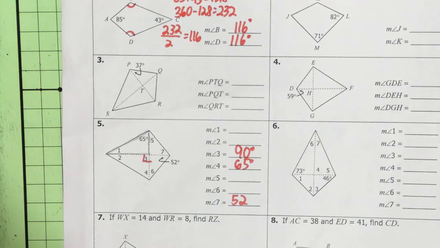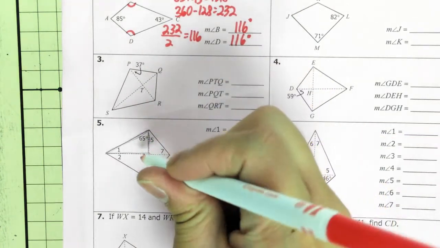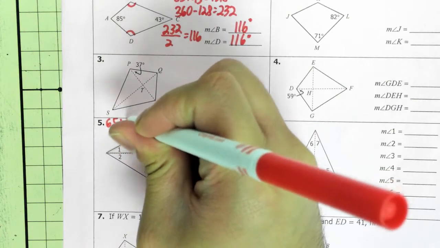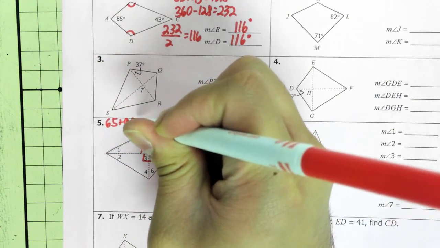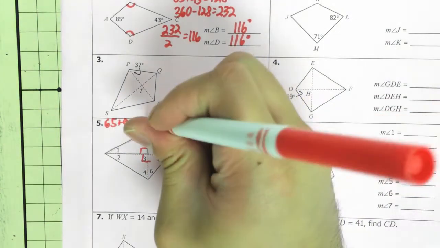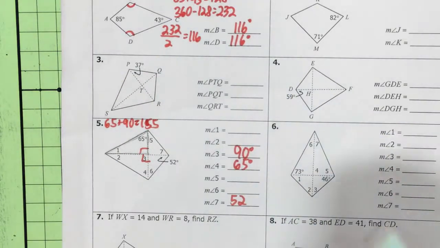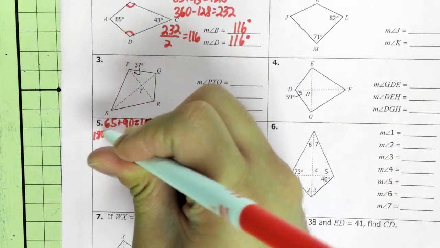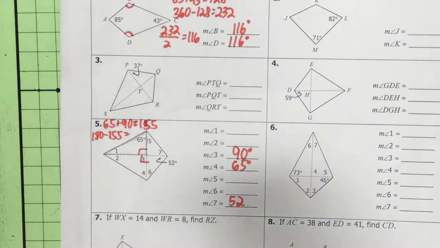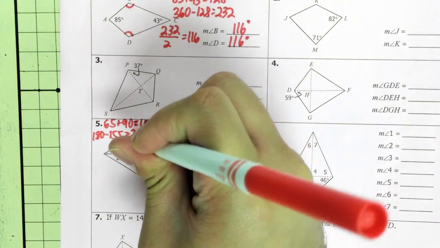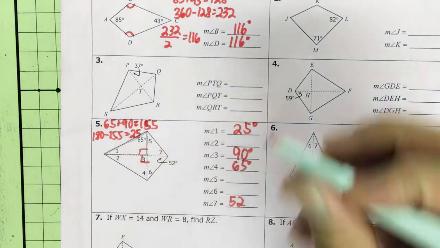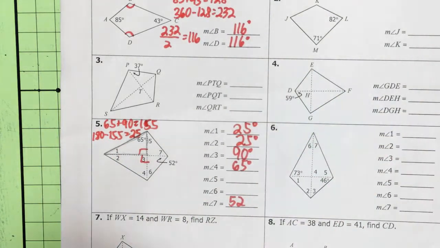For that triangle, we know that angles of a triangle add up to 180, and we also know that this is 90 degrees as well, so we can do 65 plus 90, sorry, I'm jumping ahead of myself, equals 155. Then we can do 180 minus 155 to get us 25 degrees. So angle 1 is 25 degrees, which is congruent with angle 2. Angle 2 is 25 degrees as well.